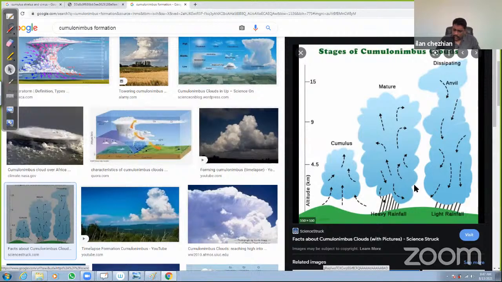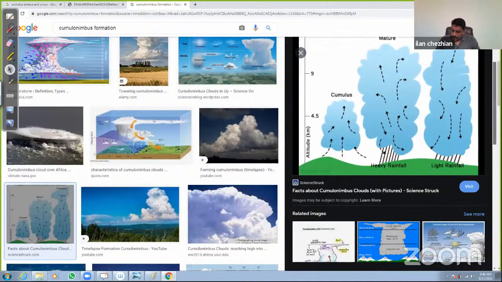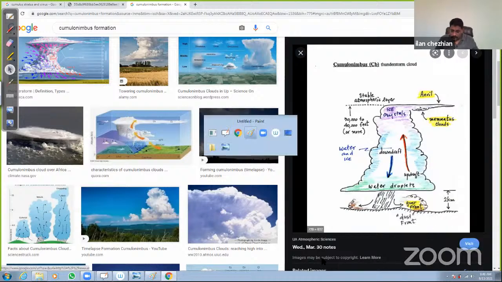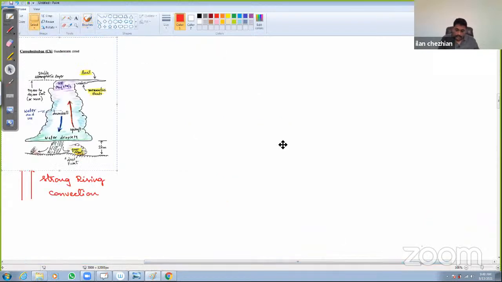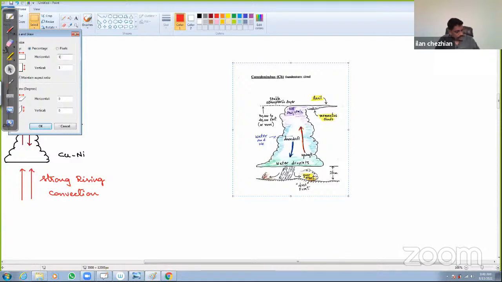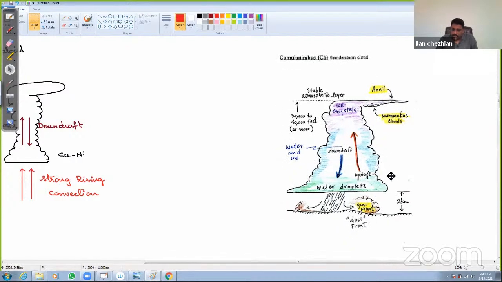Just for your reference, this is how this cumulonimbus cloud is being formed. What you have is a very strong updraft and a downdraft, my friend. Whoever has drawn this image, let's thank them. Somewhere they have explained it: a strong updraft should be there and a strong downdraft should be there.